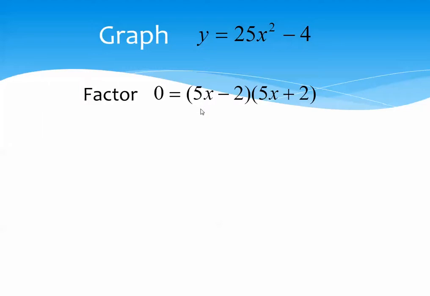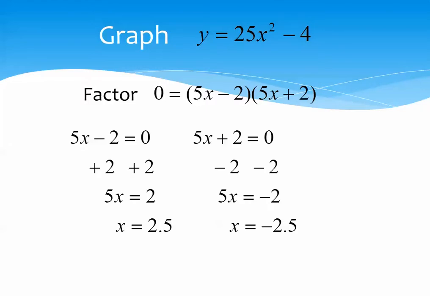But again, I have these leading coefficients. I can't just put in the opposite here. We need to actually set each of these pieces equal to 0. So we're going to say 5x − 2 = 0, and 5x + 2 = 0. Each of these is going to be a separate point. Then we solve like we usually do, and yes, we're going to get a decimal, and that's okay. We have our calculators. We're going to have positive 2.5 and negative 2.5.